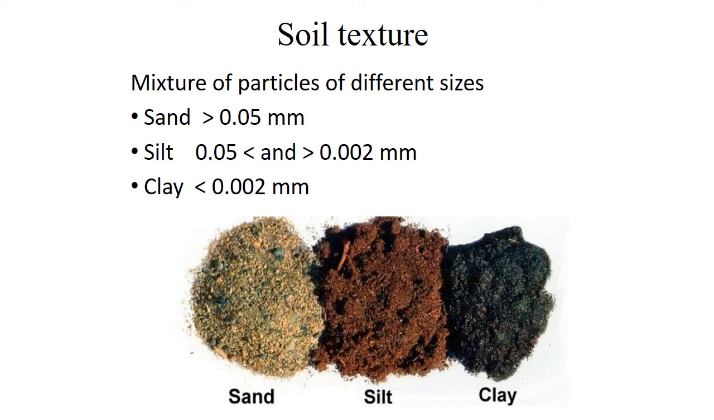So the physical properties of soil are described in a number of different ways, and the first way is soil texture. Soil is essentially a mixture of a bunch of particles of varying size, and those particles are categorized as sand, silt, and clay, with sand particles being the largest, silt intermediate, and then clay particles being the smallest sized.